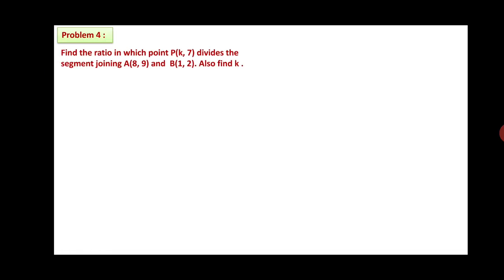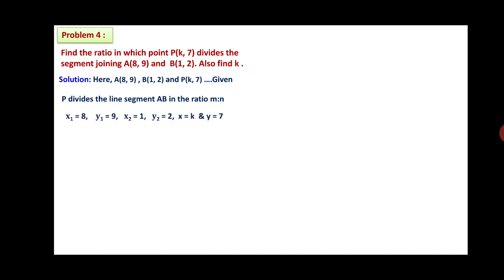Fourth one: find the ratio in which the point P(k, 7) divides the segment joining A(8, 9) and B(1, 2). Also find the value of k. Friends, we have to first calculate the ratio, then the value of k. So the given things we will write first: A(8, 9), B(1, 2) and P(k, 7). P divides the line segment AB in the ratio m:n, which we have to find out. I will write the values: x1 is 8, y1 is 9, x2 is 1, y2 is 2, x is k and y is 7.